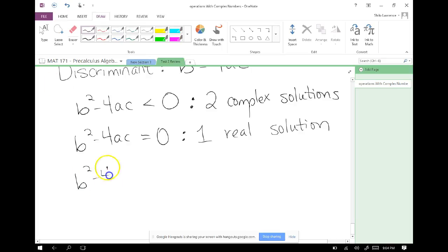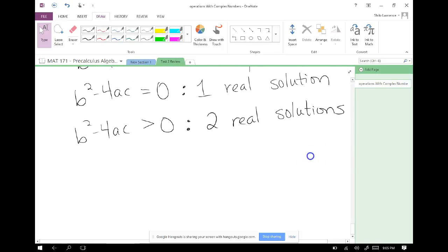If b squared minus 4ac is positive, then you have a positive number under your square root, which means you're adding or subtracting a positive number, and you're going to have two real solutions. So just knowing the value under the square root tells you all about what kind of answers the quadratic equation is going to have.